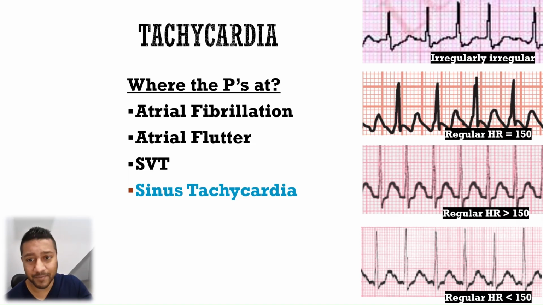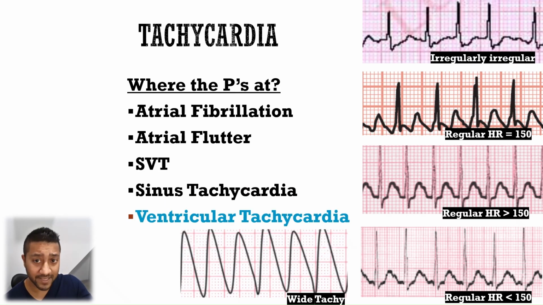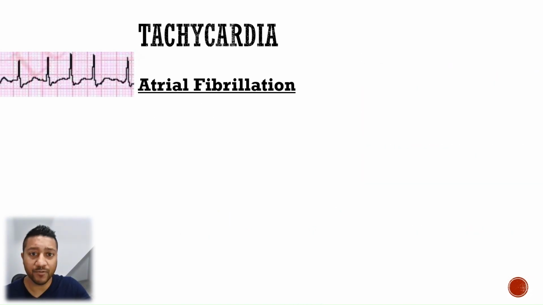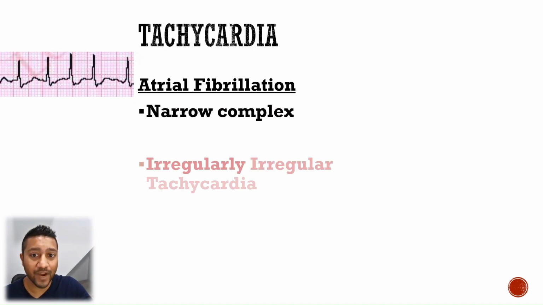It's sometimes hard to see P waves in a really fast sinus tach because they get buried within the previous T waves. But in reality, it is going to be sinus tachycardia in a majority of these cases. Lastly, if I see a wide complex tachycardia, that is a ventricular tachycardia until proven otherwise. Atrial fibrillation is the most common cause of a narrow, complex, irregular tachycardia. For that reason, if I see such a rhythm on an EKG, I'm immediately thinking atrial fibrillation.